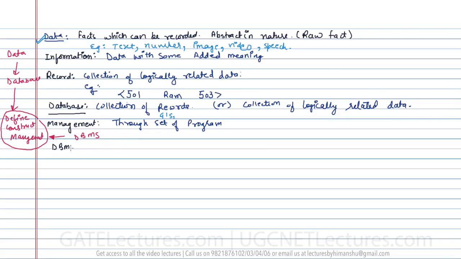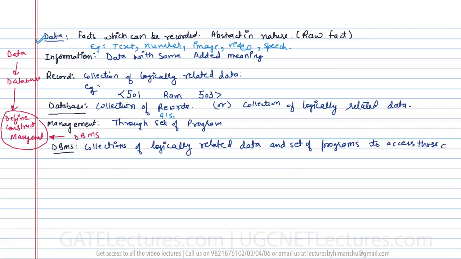If I am going to give you a definition of the database management system, you can say a database management system can be defined as a collection of logically related data and a set of programs to access those data. That is called a database management system. And there are a lot of applications of database management systems.